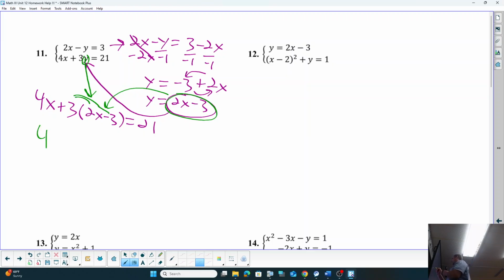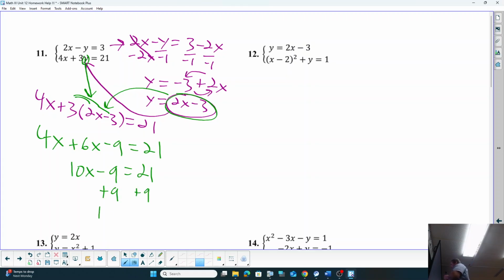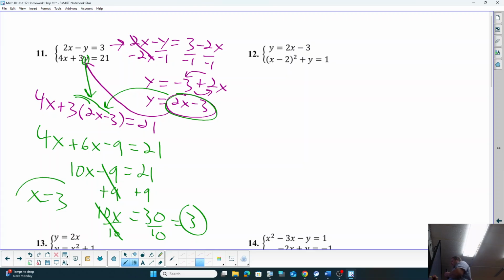So we get 4x plus 6x minus 9, because 3 times negative 3 is 9. 4x and 6x is 10x. We're almost there. We're going to add 9 to the other side, and we get 30. 10x equals 30. Divide by 10, we get 3. I like 3. So now we have x equals 3.